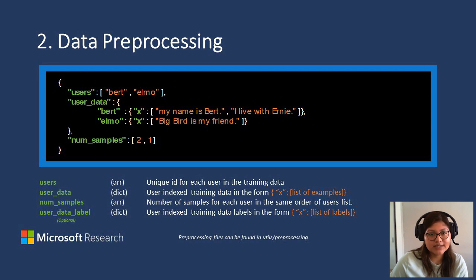Second, data preprocessing. At the moment, FLUTE supports HDF5 and JSON formatted inputs and requires a specific format for the training data, which is a dictionary of the following: users, an array with a unique ID for each user in the training data; user data, a dictionary containing the user index training data in the form of a dictionary; number of samples, an array with the number of samples for each user in the same order of the user list; user data label, this can be optional, a dictionary with the same structure as user data containing the training data labels in the form of a dictionary.